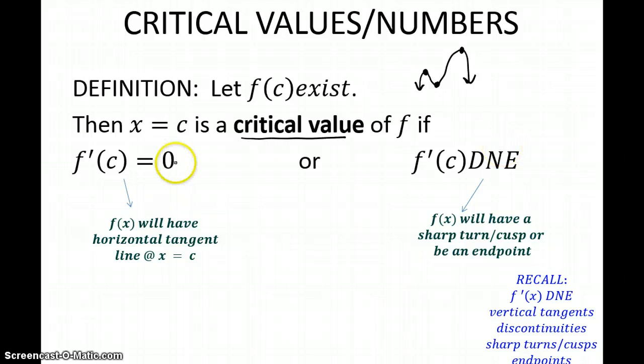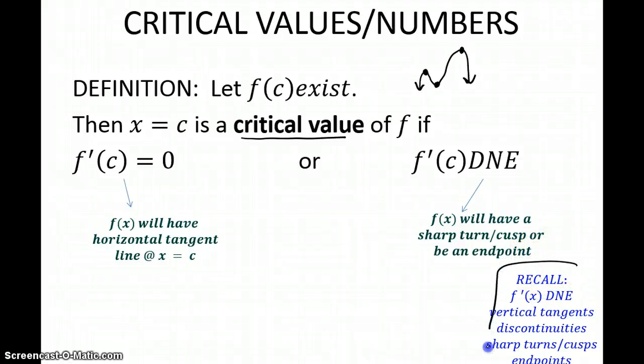Now, if we think about graphically what the derivative equal to 0 means, then the function would have a horizontal tangent line at whatever value of c made the derivative 0. If the derivative didn't exist at c, the function could have a sharp turn, a cusp, or be an endpoint on the graph.